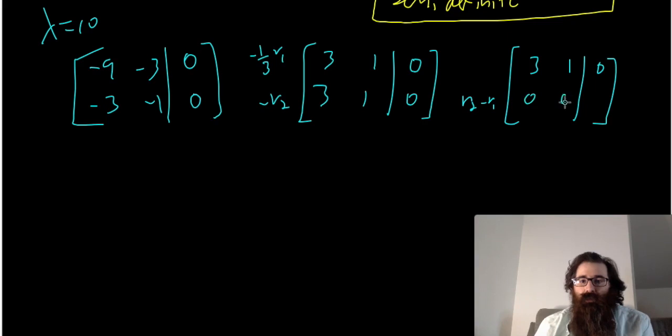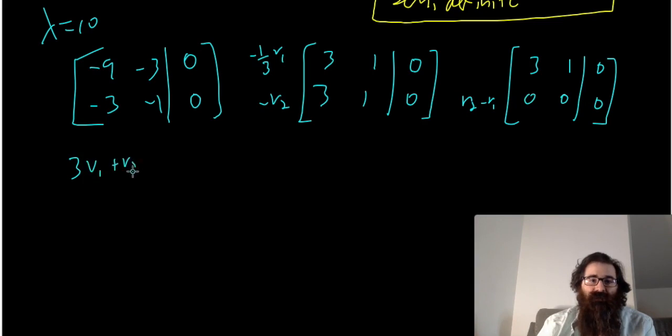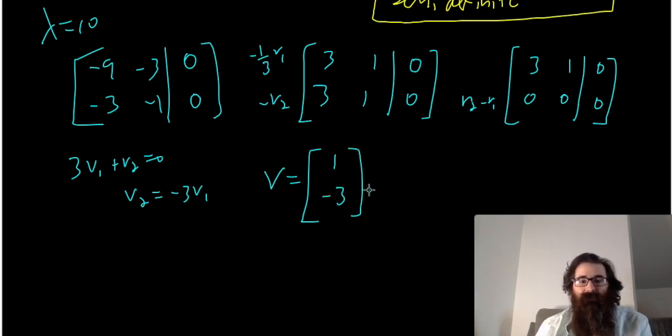It's going to give me 0 for row 2, all zeros. And what am I left with? I'm left with that first row. It's 3v1 plus v2 equals 0, or that v2 equals negative 3v1. I can build a vector from this. Let v1 be 1. v2 is negative 3 times that. So v2 is negative 3.